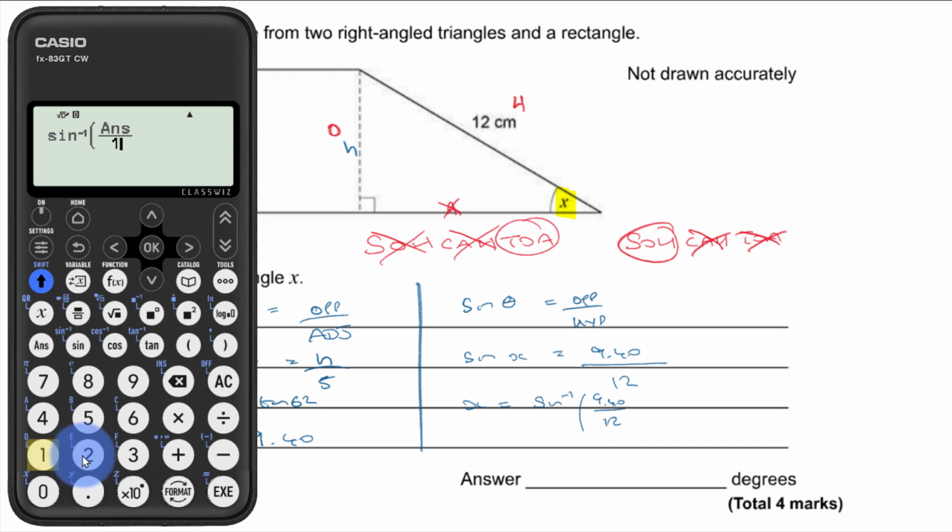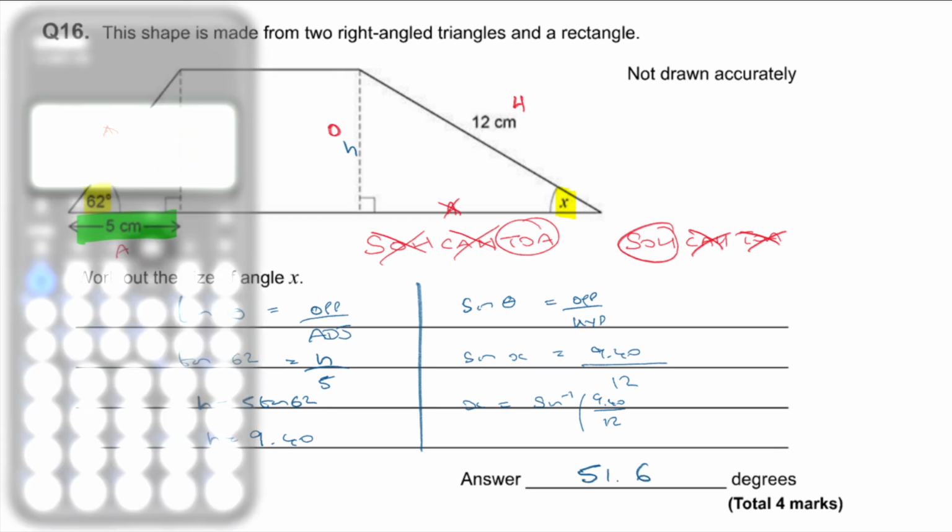Brackets seem to be optional, but sometimes they matter, and that comes out to be 51.5. Now I'm going to round it off to 51.6, so that is 51.6 degrees.